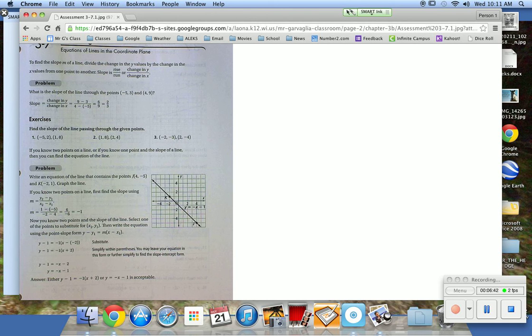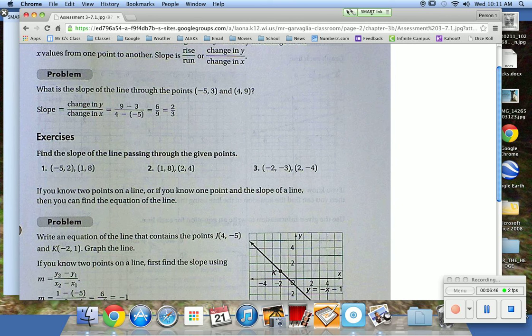All right, that just tells us about slope. You have, on the first page, find the slope passing through the given points. You guys know what to do there? You're just looking for the slope. Slope formula.